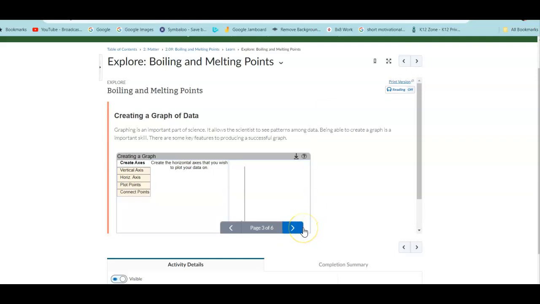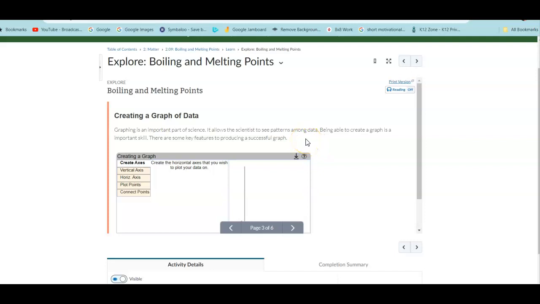All right, so when you're creating a graph, one of the hardest things about this specific assignment and this activity is the range of data that we have. So I know that some of you guys have struggled with setting up graphs in some of our labs before. So it is a really important part of science, and it's important you know how to do that so we can see these patterns among the data.